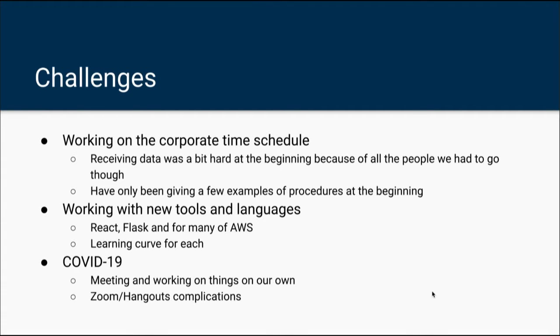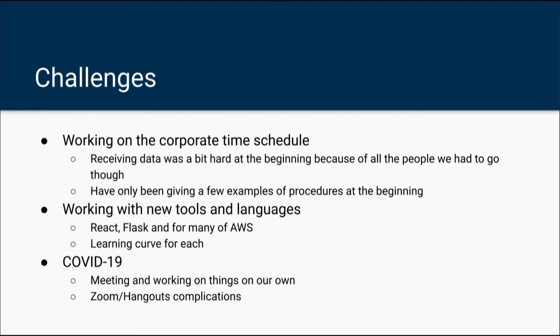Some of the big challenges that we had through the progression of the project are highlighted here. One was working on the corporate time schedule. Throughout the beginning of the fall semester, receiving data was a little hard because we had to go through a lot of people and get approval to get some of the data. When we did get that data, it was only a few examples of the procedures and workflows, so we weren't able to understand what we needed to do. But once we got the data dump towards the end of the fall semester, we were able to better understand what we were working with. So that was definitely a challenge.